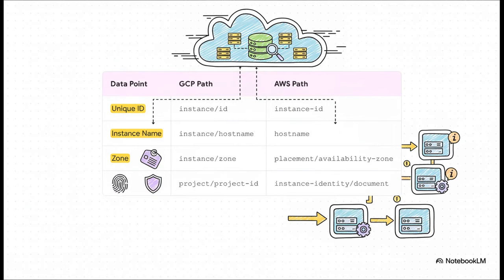A VM can pull all sorts of useful data about itself. Its name, what zone it's in, the project ID it belongs to. But out of all of this data, there is one piece that is the absolute superstar of this entire pattern, and that's the unique ID. This is a non-repeating identifier assigned by the cloud provider, and it makes every single VM perfectly, uniquely identifiable.